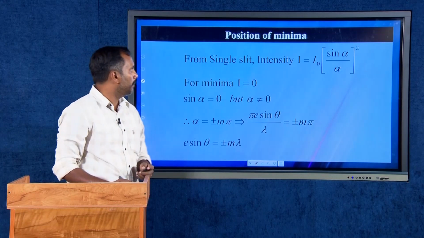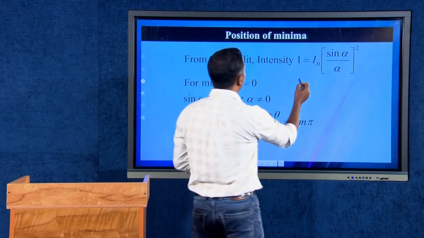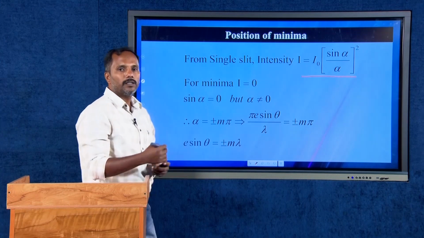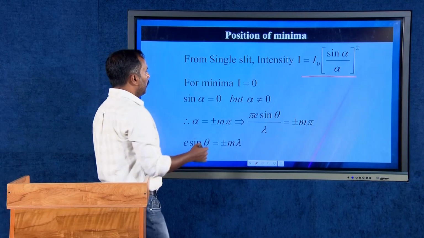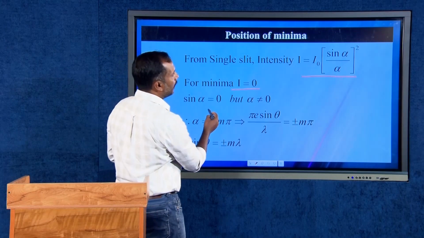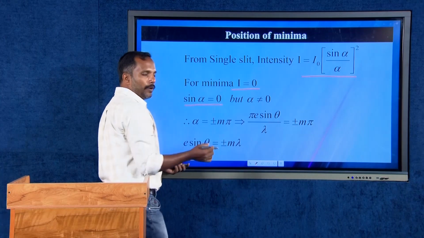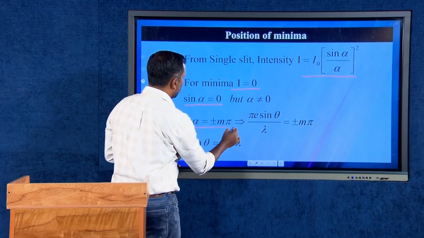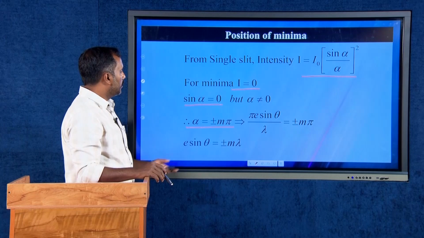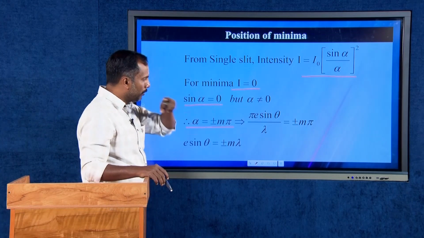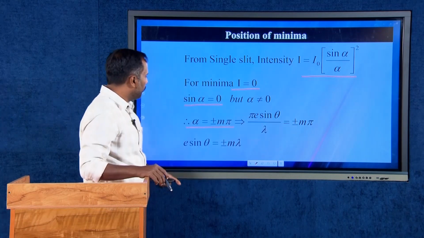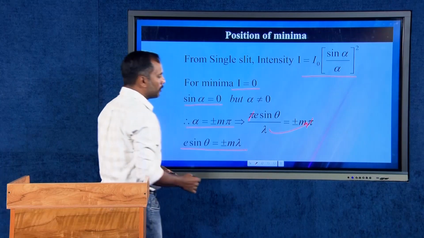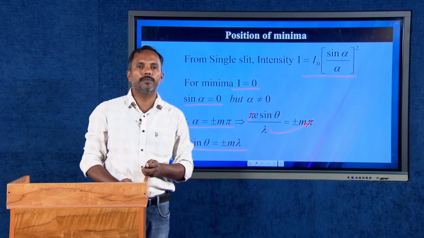Now, how about the position of minima? We know that the position of minima, you can take it from the single slit diffraction pattern itself. So, I is equal to I0 into (sin alpha by alpha) all square, that is the equation for the resultant intensity from a single slit. Now, for minima I shall be 0, and that means sin alpha shall be 0 and alpha cannot be 0, because we have discussed already the reason in the last lectures. So, sin alpha is equal to 0 means alpha is equal to plus or minus m pi. Substituting the value of alpha, pi e sin theta divided by lambda is equal to plus or minus m pi, and cancelling pi and pi and taking lambda this way, we have e sin theta is equal to plus or minus m lambda, that will be giving the position of minima.